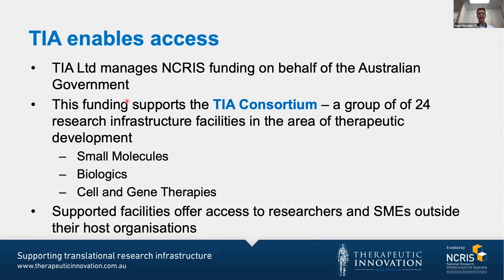So what does TIA do? Well, TIA Limited is a company that manages NCRIS funding on behalf of the government. But what this means in real terms is that this funding supports and enables a TIA consortium, which is what we're going to hear about a lot today, which is a group of around 24 research infrastructure facilities that are active in the area of therapeutic development in 3 broad areas: small molecules, biologics, and cell and gene therapies. Now, we support these facilities in order that they can offer access to their particular facilities and capabilities to researchers and SMEs outside their particular host organizations.